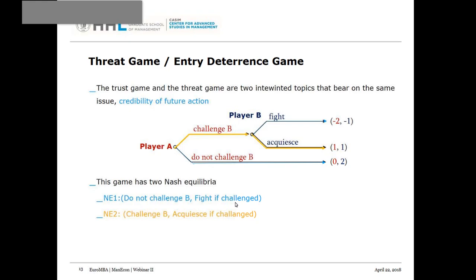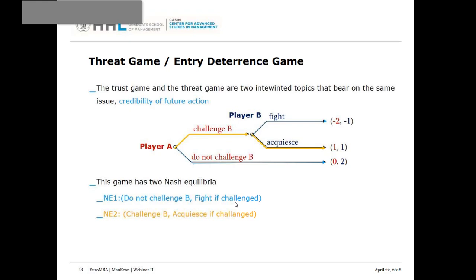So we have already 17, 18 responses from, altogether, 26 participants. I close it now. We have about 50% for Nash equilibrium 2, and the rest, just one of you decided to say that none of them will be played, and the rest will say one will be played. So you say that Nash equilibrium 2 will be played, so it will be challenge, and then B will acquiesce. Okay, if we now accept the idea of backward induction, this is what will happen.